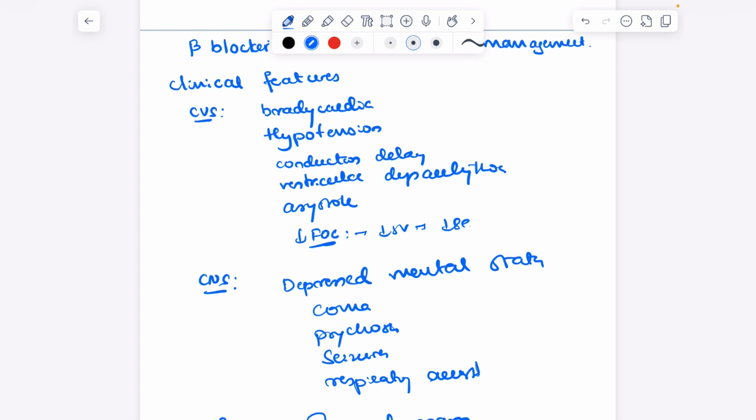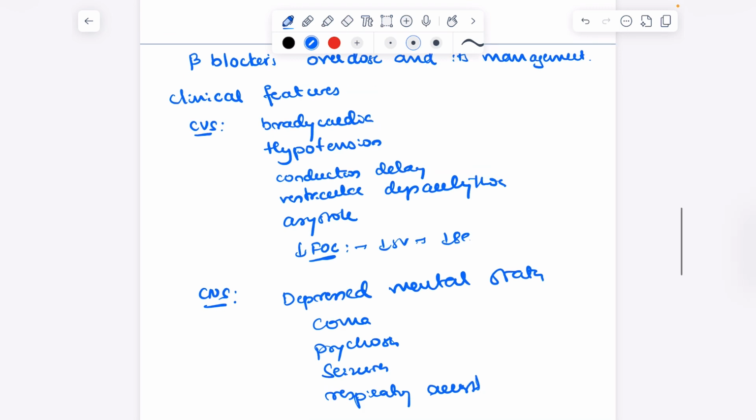Since they are highly lipid soluble, they have a large volume of distribution, so they can't be hemodialyzed. They can't be removed extracorporeally by the dialysis method. So these are all the parameters that matter in the appearance of clinical features of beta blocker toxicity.